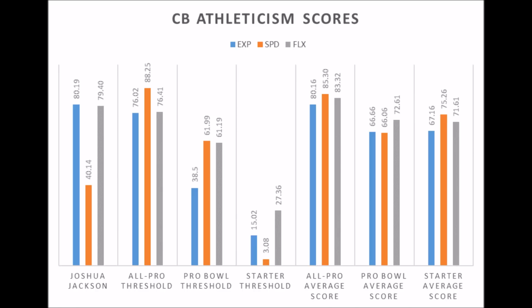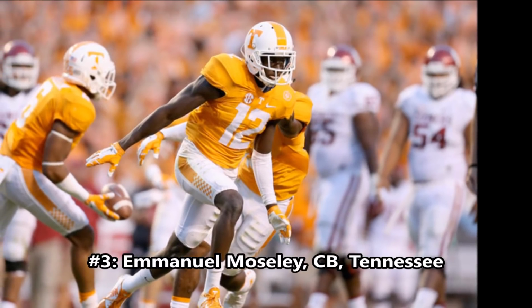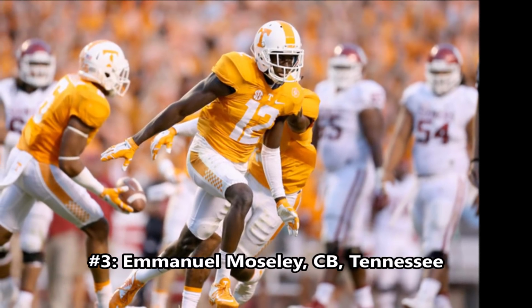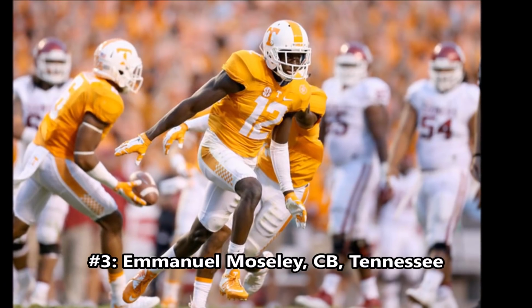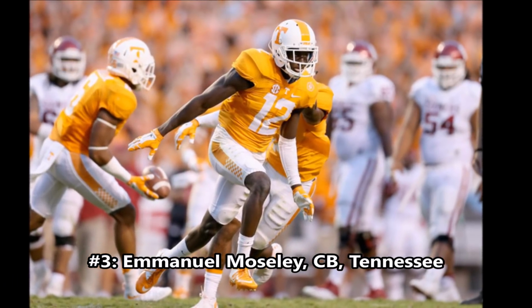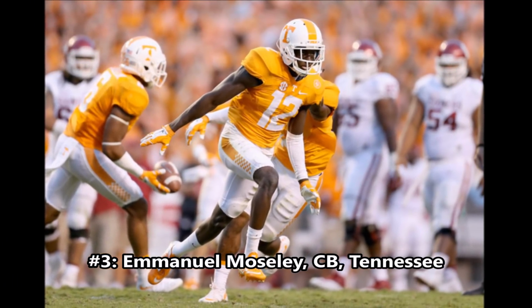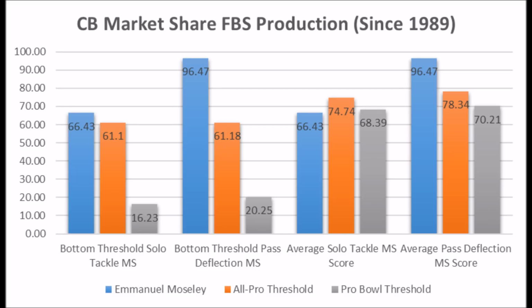Then we get to the number 3 cornerback in this list, which is actually very surprising to me to a certain extent. But it's Emmanuel Moseley, cornerback out of Tennessee, a guy that did not have a combine invite, but very good production data: 66.43 in terms of solo tackle data, 96.47 in terms of pass deflection data. He played at Tennessee, by the way. This is not a small school cornerback by any stretch of the imagination.